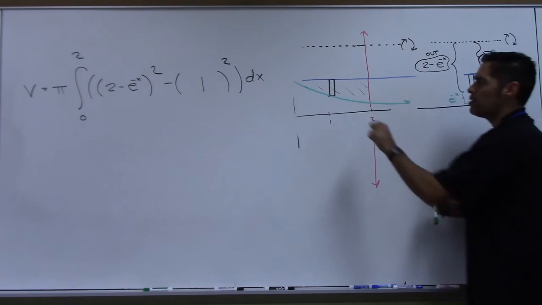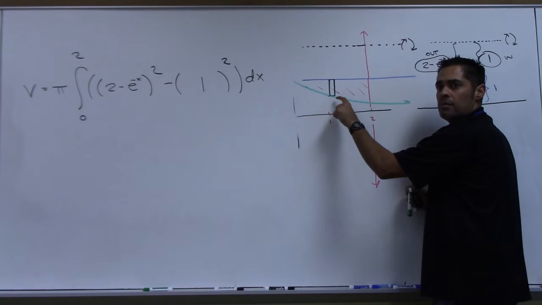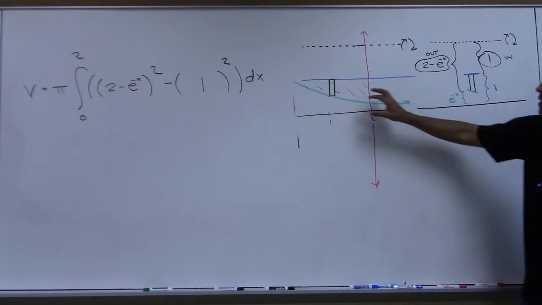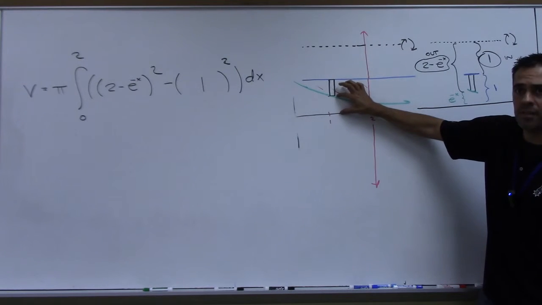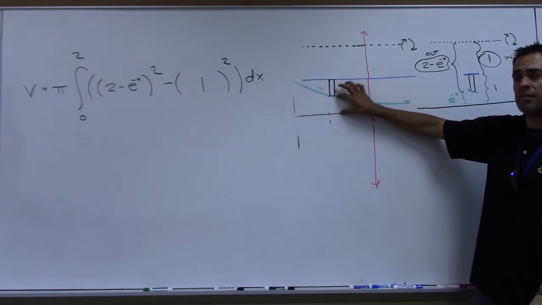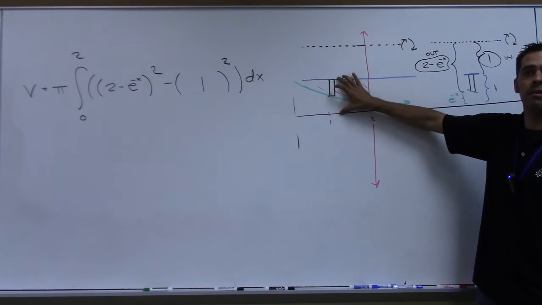The inner radius would be e to the negative x. So look, if you're going around the x-axis instead, which is here, the inner radius would be this distance, which is the green function, which is e to the x. The outer radius would be 1.